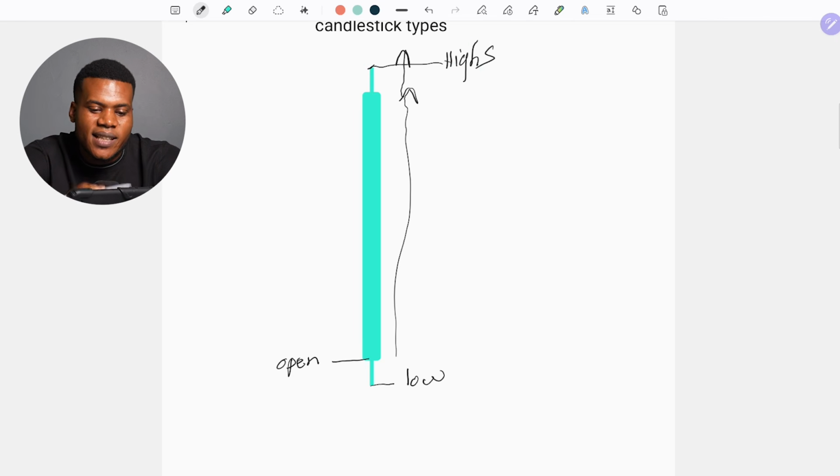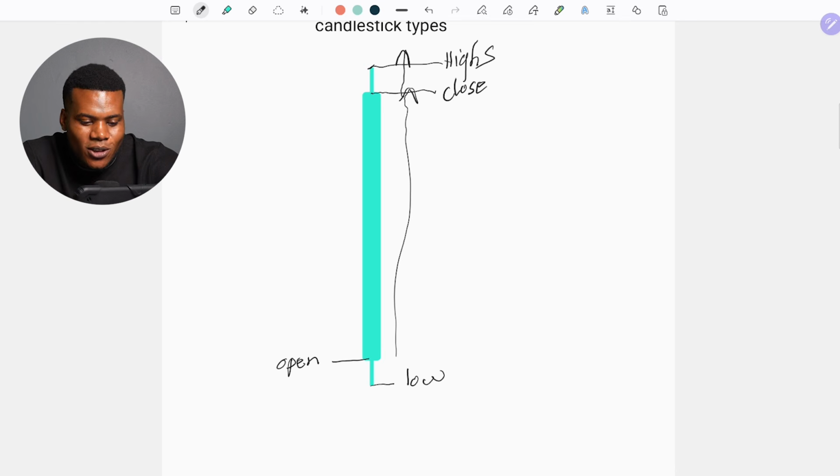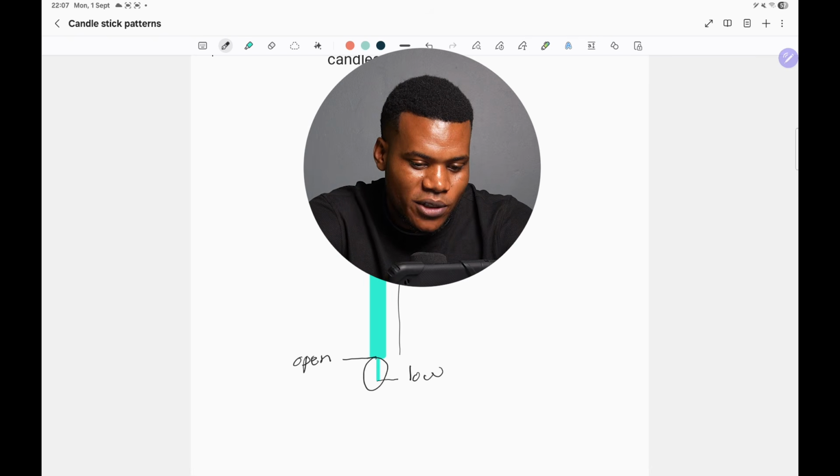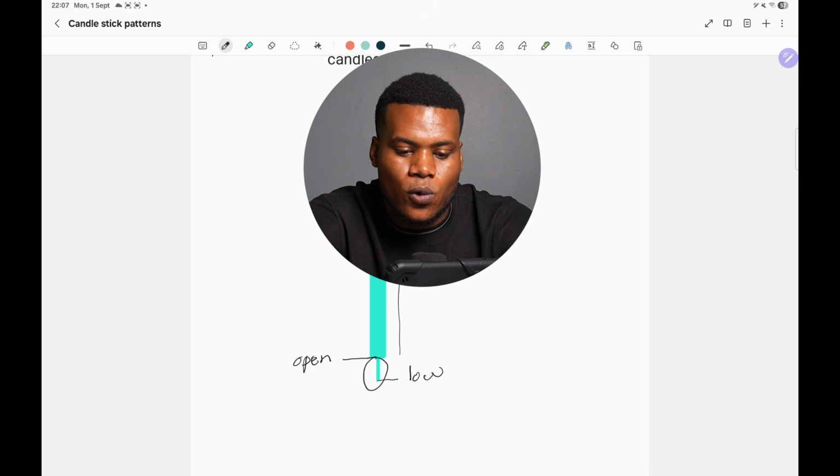Even though sellers came into the market, they pushed a little, and this is what we call the close of the candle. Close of the candle. But in this candle, in the battle between buyers and sellers, the buyers won this battle. So this candle represents buyers. When you see it on charts, just know buyers are in control.